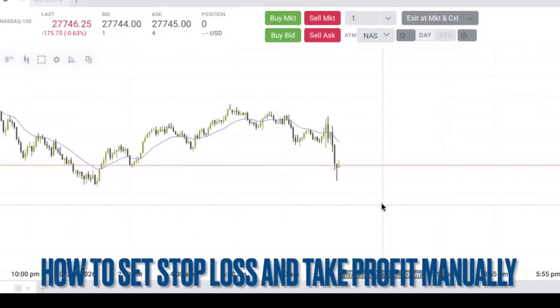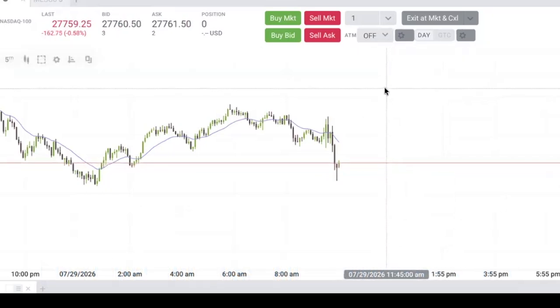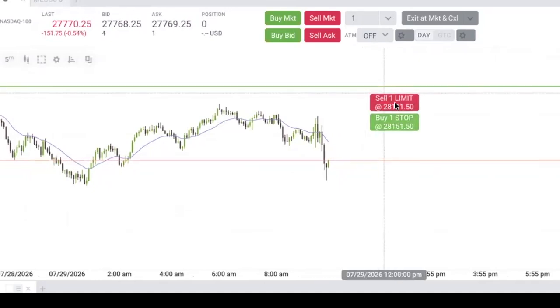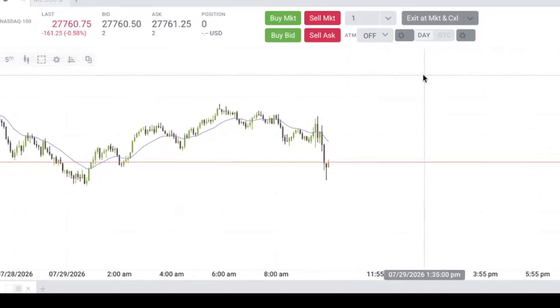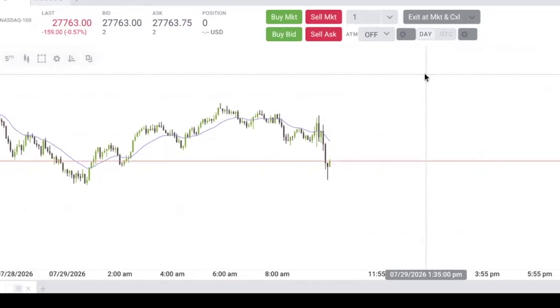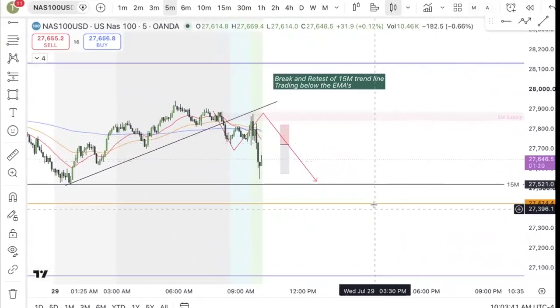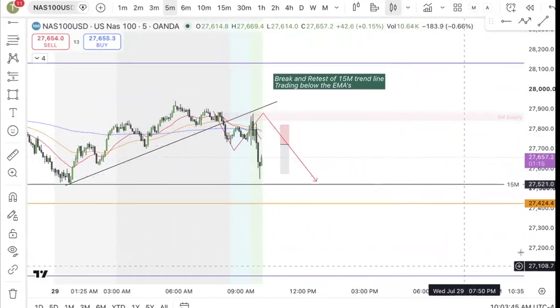If you want to manually create them, then you just have to make sure that your bracket is off, and you left click your mouse. I always use a mouse, but you left click your mouse and you can buy or sell this way. Remember that if you're in a sell, you're going to want to buy, and if you're in a buy, you're going to want to sell when you set your stop loss and take profit. Now that we're finished with our confluences, we can take a screenshot of this and put it in our journals.